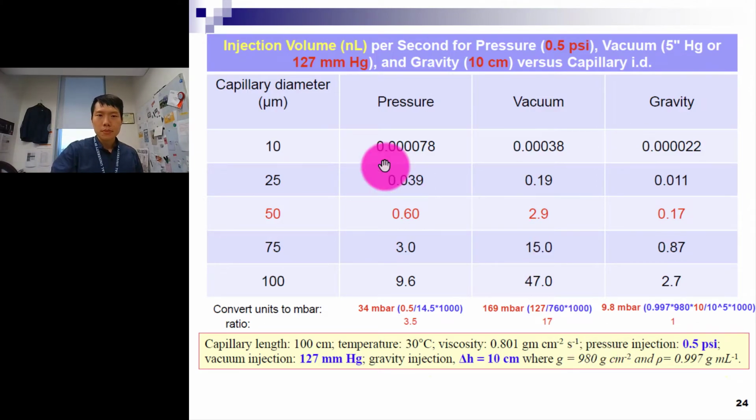Here we see the different injection volume per second for a pressure of 0.5 psi, vacuum, or gravity, against different capillary diameters. We look at our favorite internal diameter, 50 micrometer. What's the pressure, vacuum, gravity equivalence here? I would like you to look at this part. If I have gravity 0.17, it is almost equivalent to half the internal diameter size for a vacuum. You see 0.17 corresponds to close to 0.19.